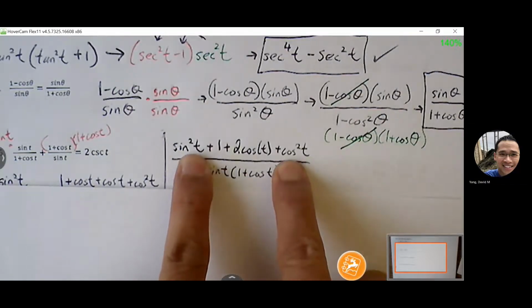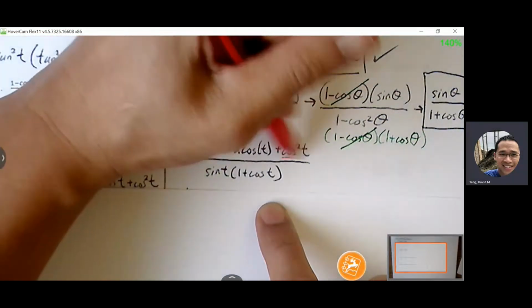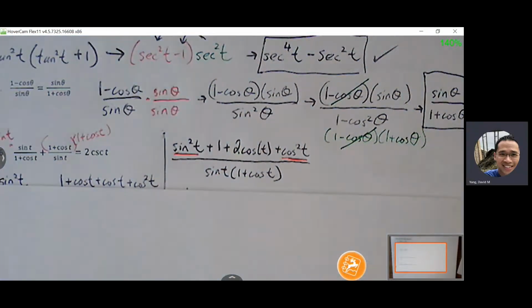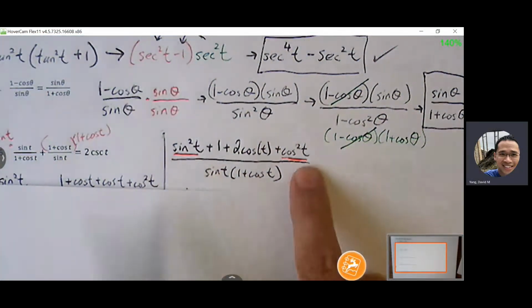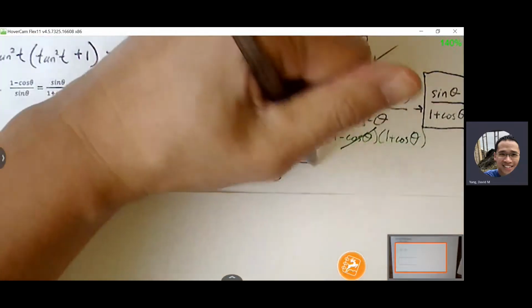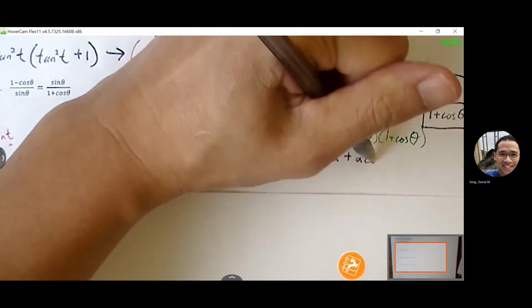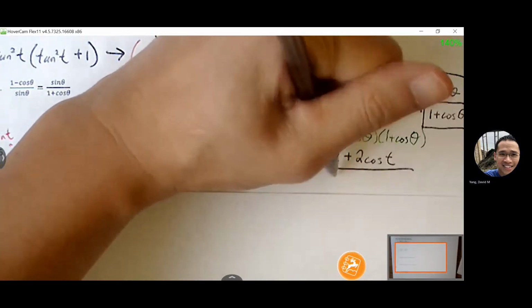Yep. There it is. What's sine squared plus cosine squared? 1. So I can replace that with just a 1. So if this is 1, then I can make it 1 plus 1, which is 2. Okay, all right, so 2 plus 2 cosine of t.